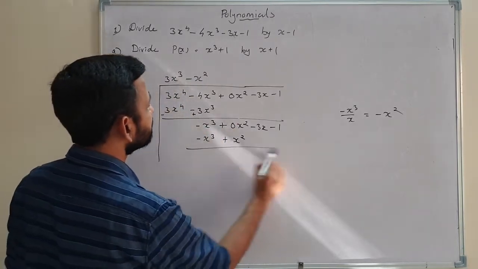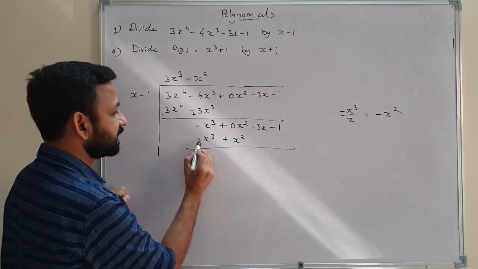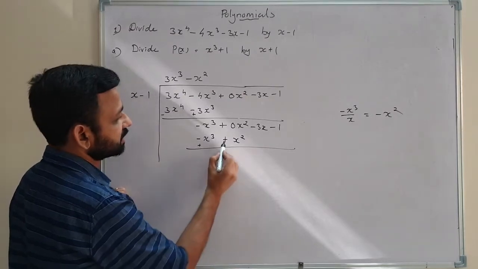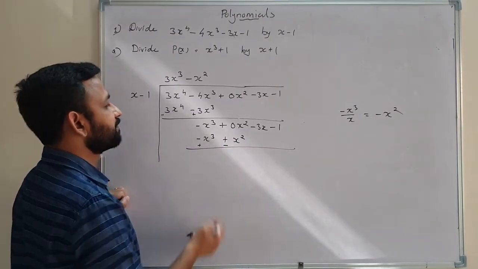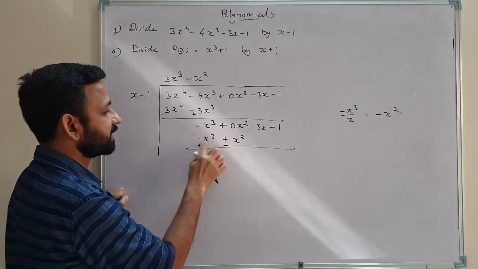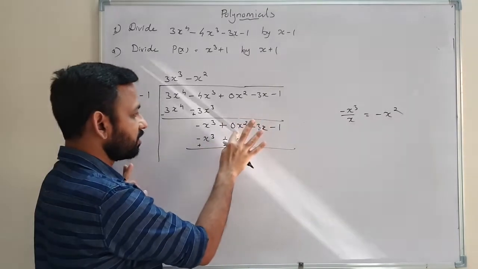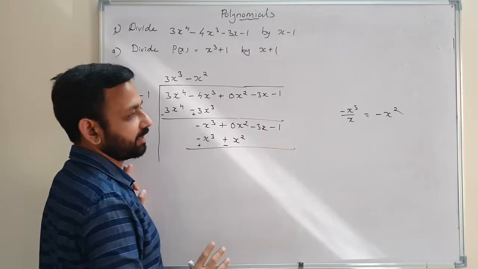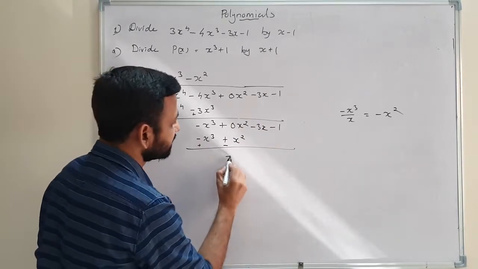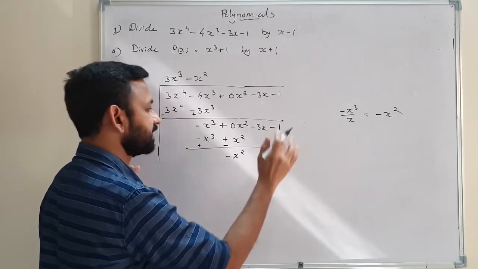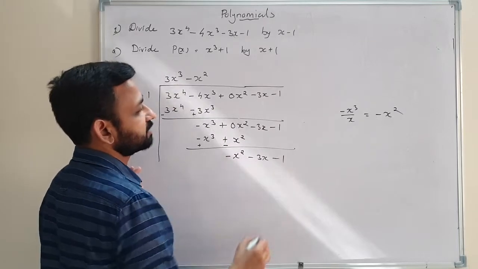Now subtraction. This is minus, opposite sign plus. This is plus, opposite sign minus. Then minus x cube plus x cube cancelled, 0. Then 0 minus x square is minus x square. Rest of the terms: minus 3x minus 1.